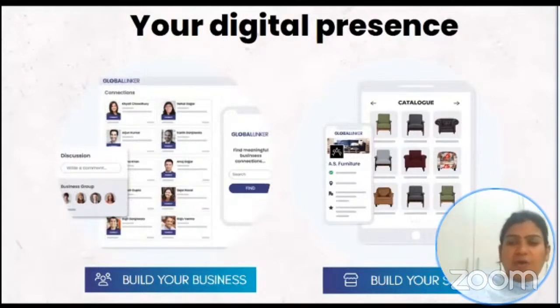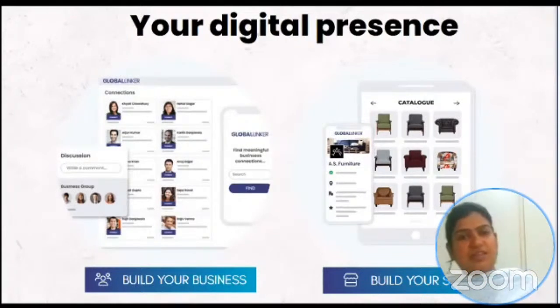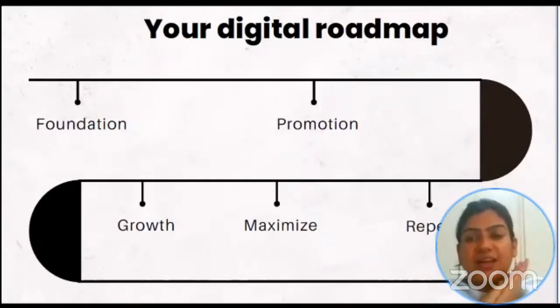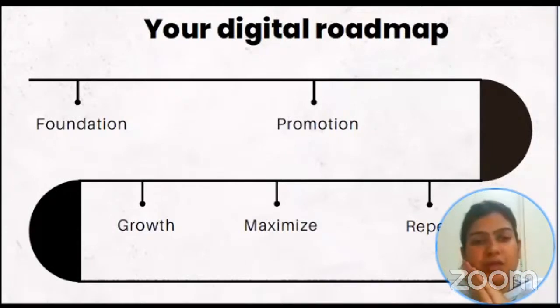So, let's just move on to the stages of the digital roadmap and the journey, and then understand how we can sell online. So there are 5 stages, like you can see on the screen. You lay the foundation by actually creating an online presence for your business. Then you start building it by staying active.